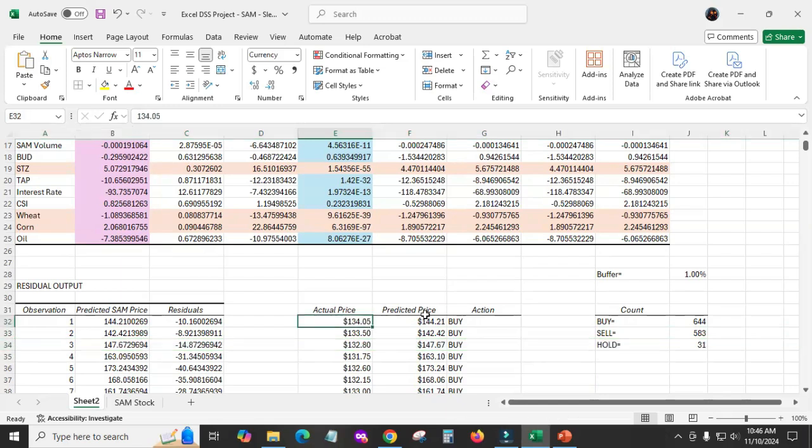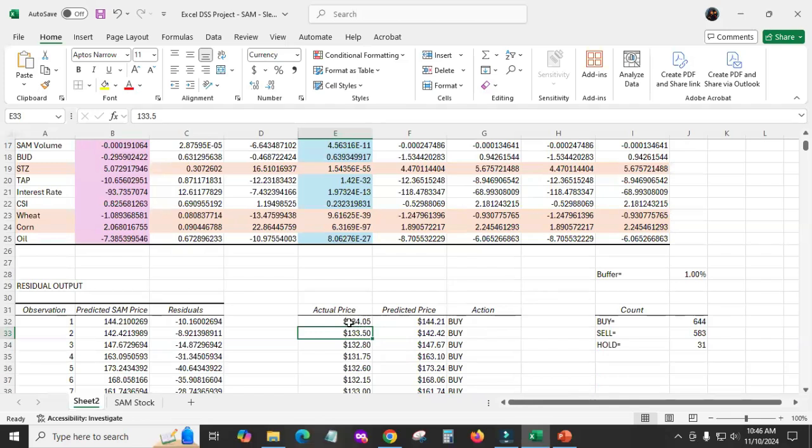On July 3rd, if the predicted price was going to be 144 and the actual price was 134, we were instructed to buy, basically telling you that at the end of this day, the price of Sam Adams stock, or the price of your stock, is actually undervalued. So if you buy it today, hopefully tomorrow the actual price would meet the predicted price and go up. Did that actually happen, though? Just looking at these numbers, I can tell that did not happen in the case of Sam Adams.